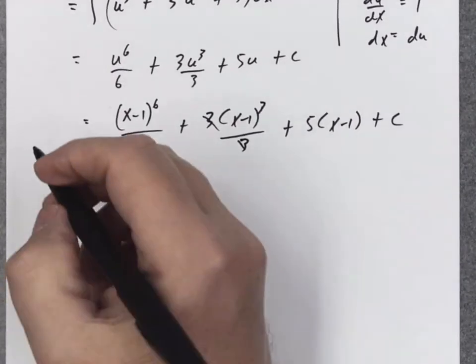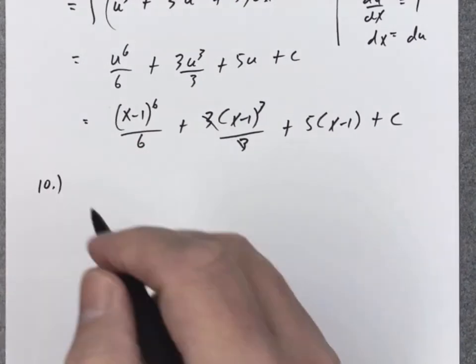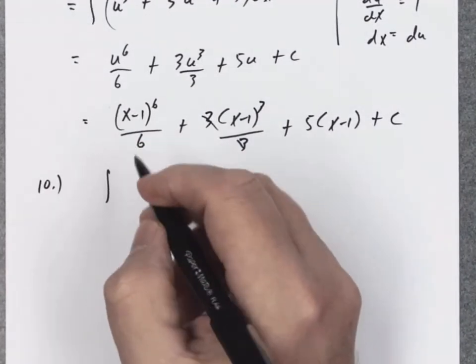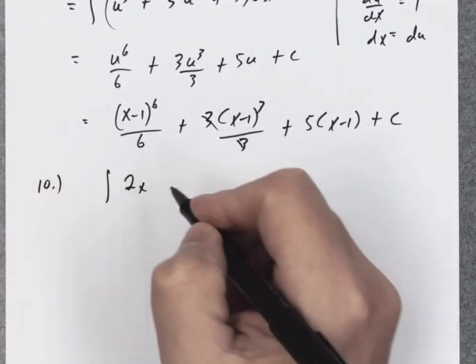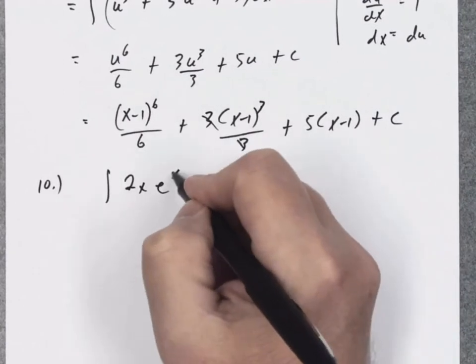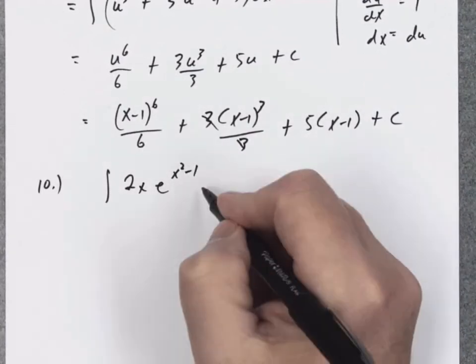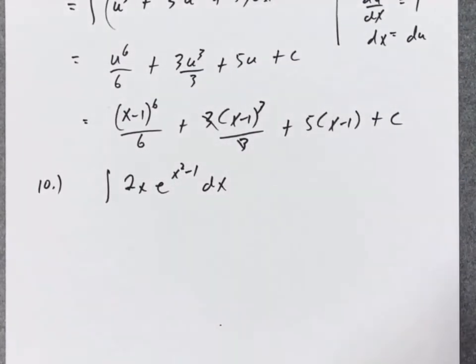Practice makes perfect. Number 10. Integral of 2x e to the x squared minus 1 dx. All right. Now this is a good one because there's a new twist in this one.